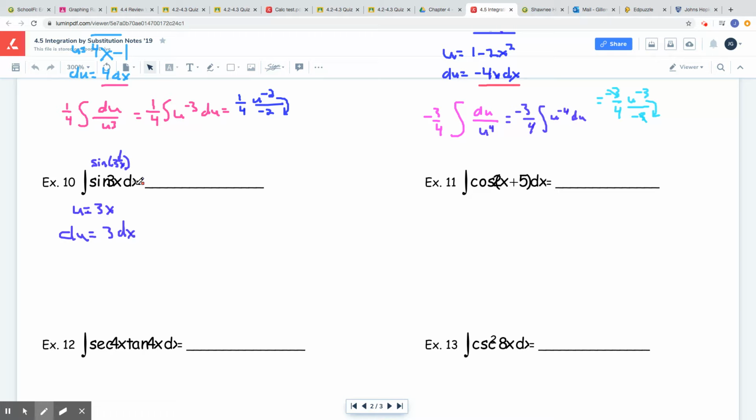All right, it's a little cut off here, but there's our dx. What am I missing? I'm missing a 3. So I add a 3 in there. There is my du. All right, and what's left? I'm left with sine 3x. I'm just going to write that as sine, but instead of being 3x, I'm going to replace that with u. So it's sine of u du.